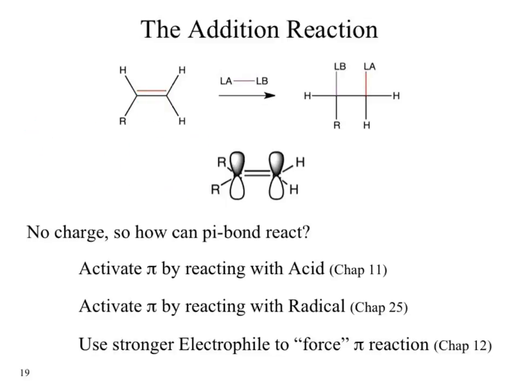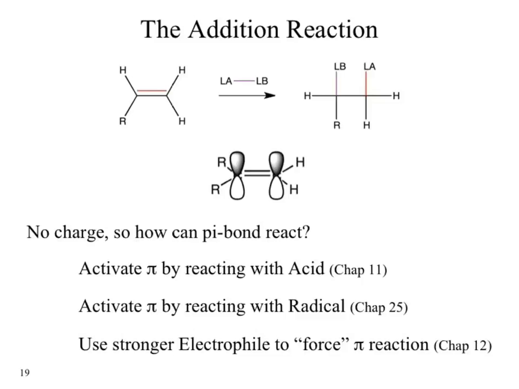Okay? So when we're looking at these reactions, we can either activate that pi bond to react with some other species by adding an acid. Okay? So the acid is really just being added to force that structure into something else. We now have charge. Now it can do something cool. Okay? Or we could use a really strong electrophile.